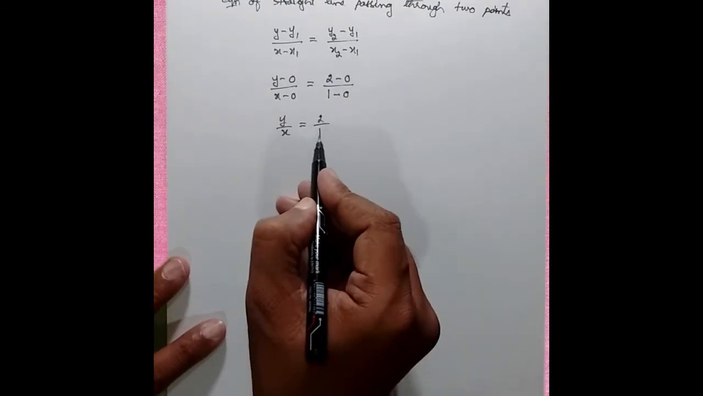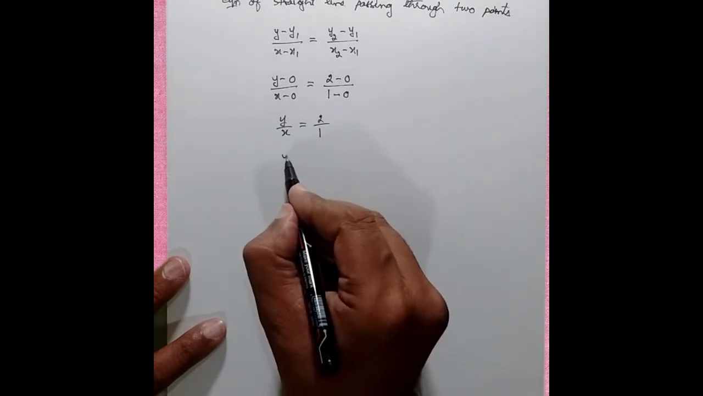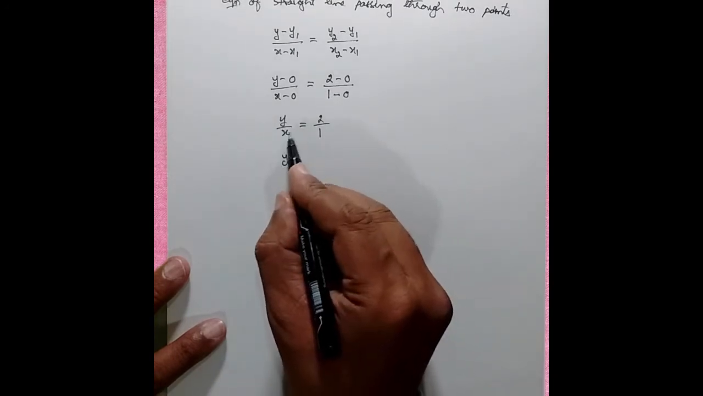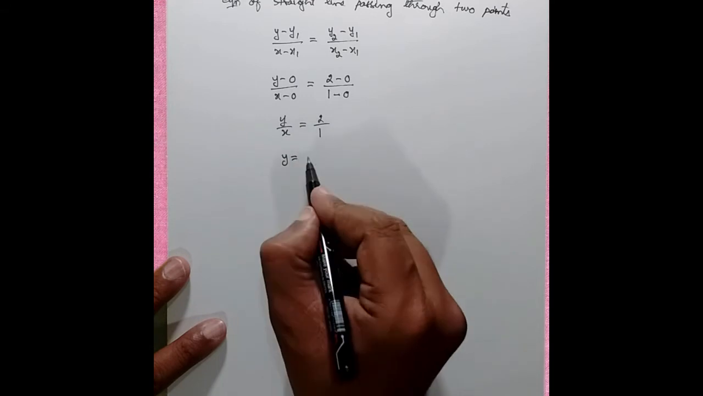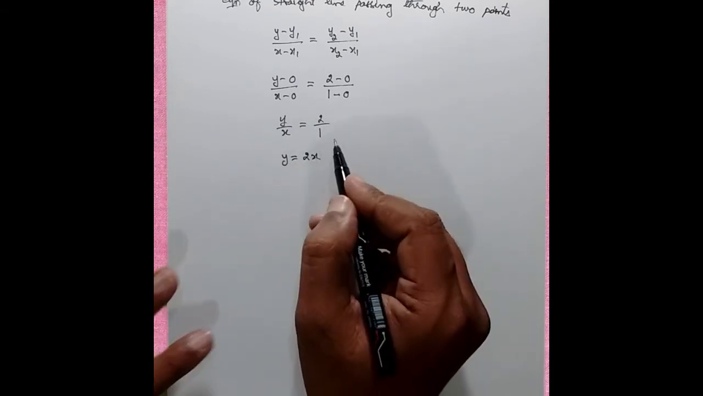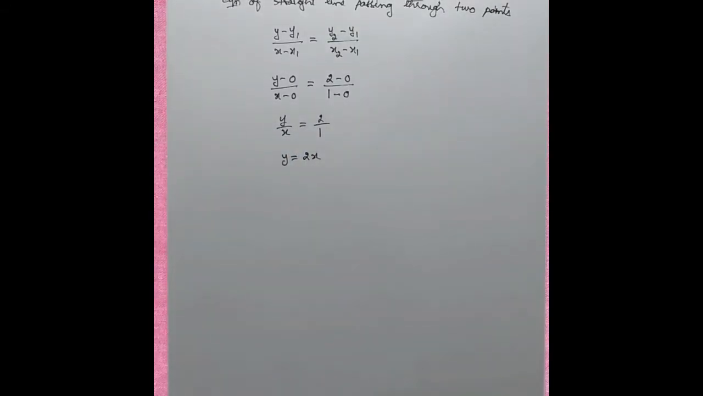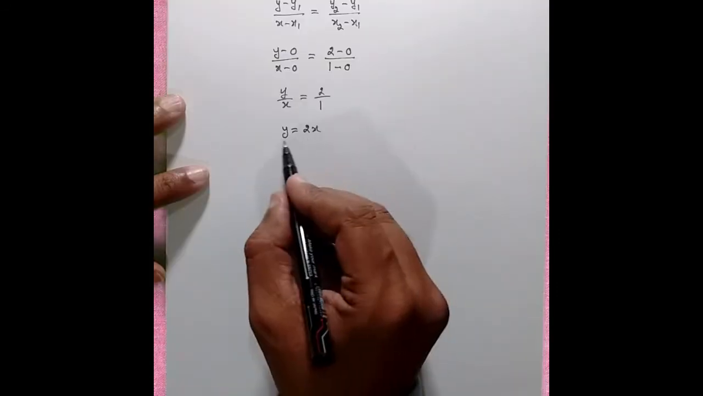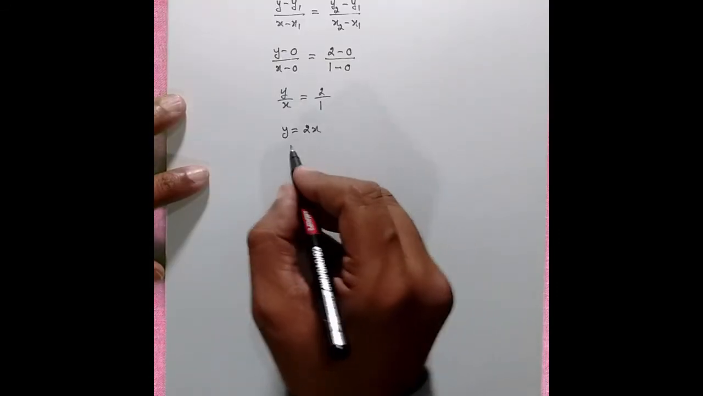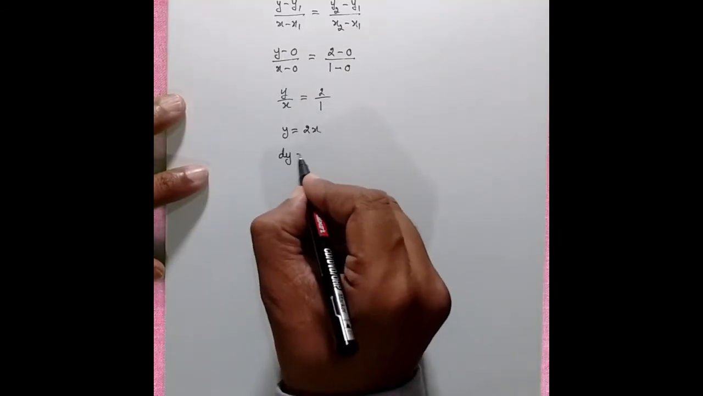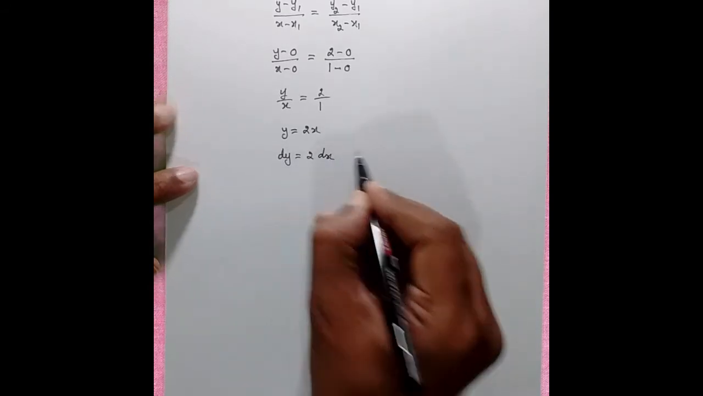If you just cross multiply, 1 into y is equal to x times 2, so the value of y will be equal to 2 times x. This is the equation we are having. So you can find out dy value. dy will be 2 times dx.